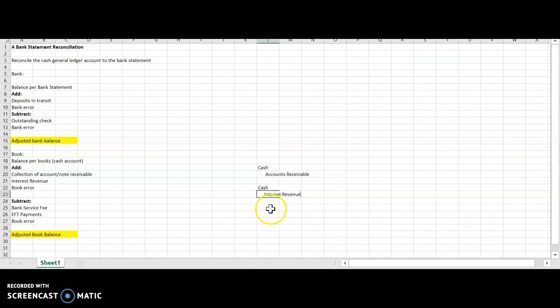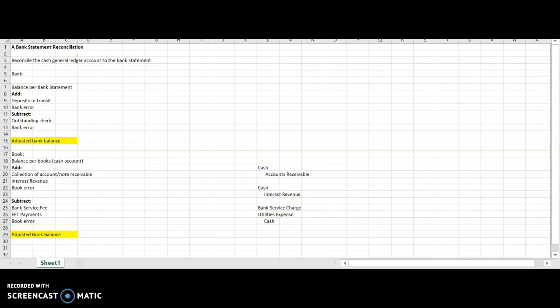All right, so for bank service charge, we usually debit an account called bank service fee, bank service charge, something like that. So we will debit it. Okay, or bank service expense. And then for the EFT payment, there's several ways you could, depending on what it was. Let's say it was for utilities, so we would debit utilities expense and credit cash. So we would credit cash for the total of those.